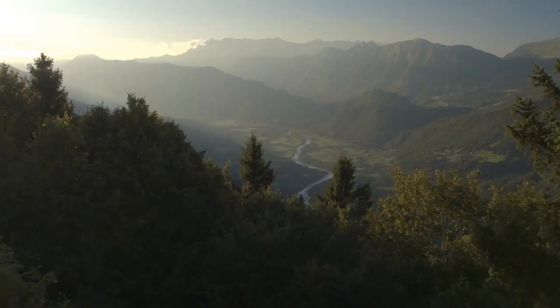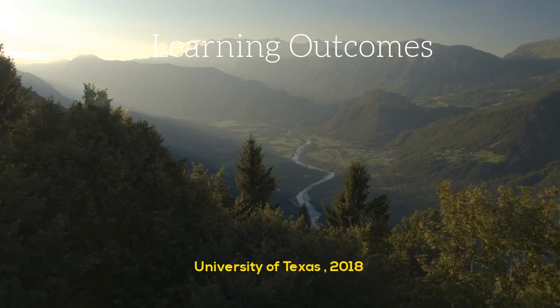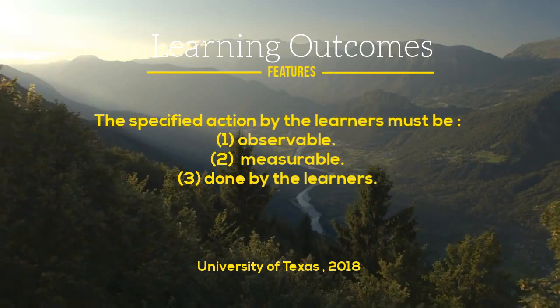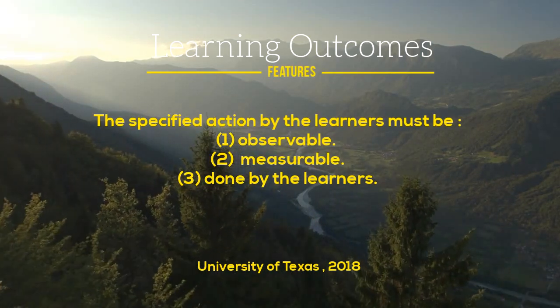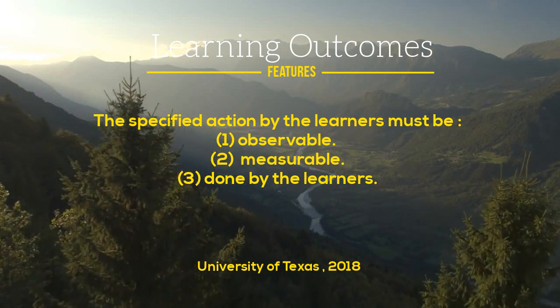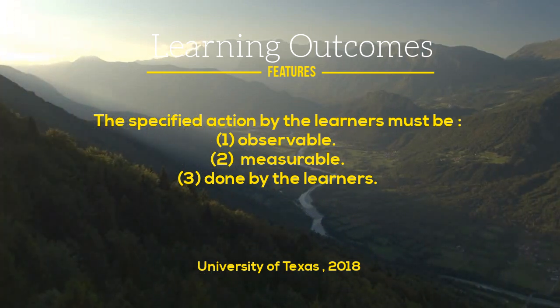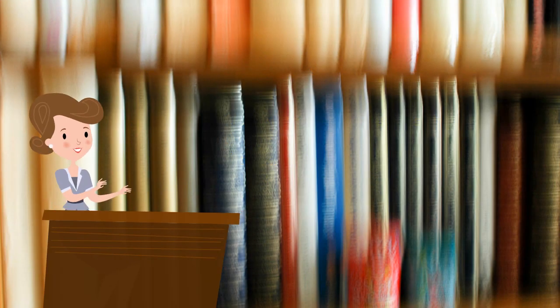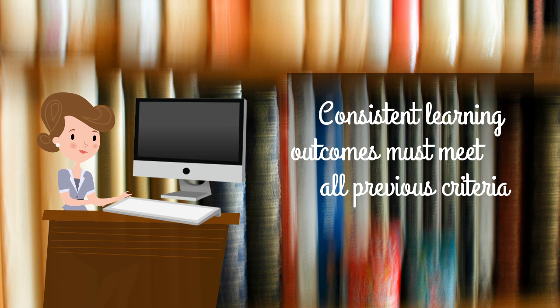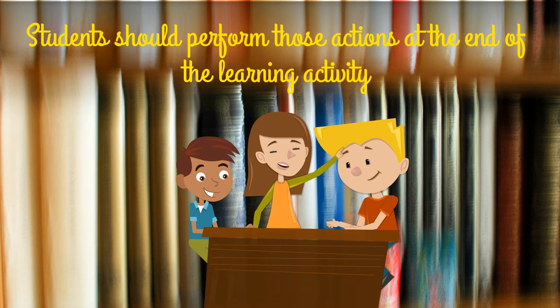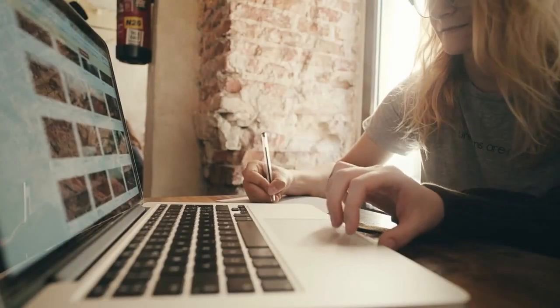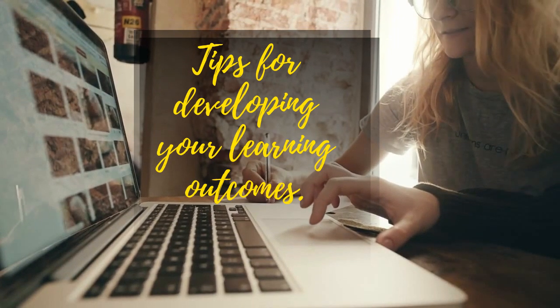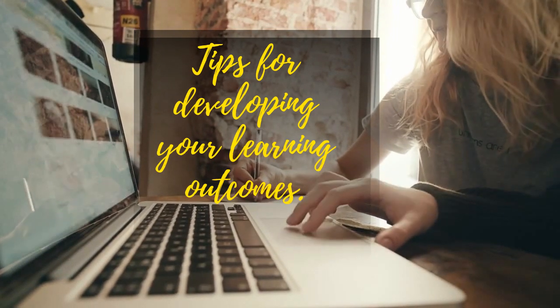According to the University of Texas, learning outcomes have three distinguishing features. The specified action by the learners must be observable, must be measurable, and must be done by the learners. For a learning outcome to be consistent, it must meet all these three criteria so that the students can perform those specified actions at the end of the learning activity. Let's take a look at some tips that will help you develop your learning outcomes.